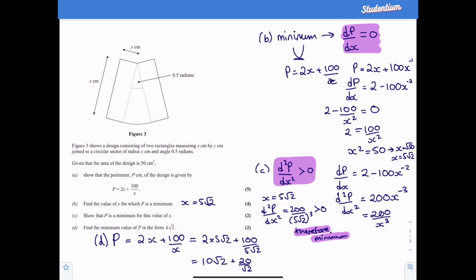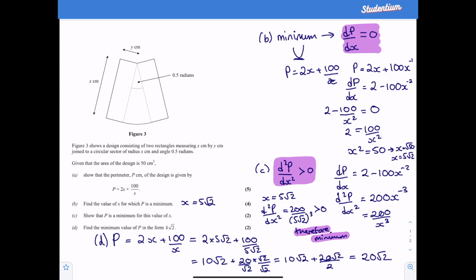And I know that that is irrational. Obviously, that isn't in the form of k root 2. So 20 over root 2, I'm going to rewrite by multiplying the top and the bottom by root 2, so root 2 over root 2. And that then leaves me with, so I've still got the 10 root 2. I'm going to add 20 root 2 over 2, which is just 10 root 2. So I've got 10 root 2 plus 10 root 2, which leaves me with 20 root 2.